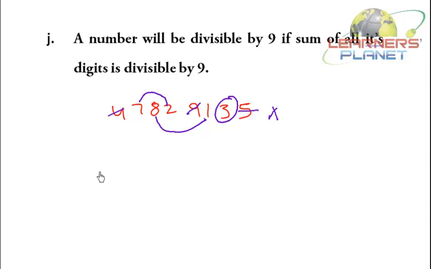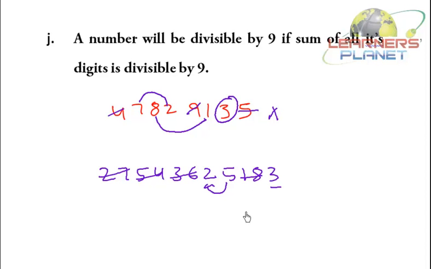Let's take more examples. Just choose another random number: 2 7 5 4 3 6 2 5 1 8 3. Okay, let's make the combination of 9. It's 9. 2 plus 7, 5 plus 4, 9, 3 plus 6, 9, 2 plus 5, 7. Okay, this is 8 plus 1, 9, and this 5 plus 2, 7, plus 3, 10. So we are getting 10, which is not divisible by 9.